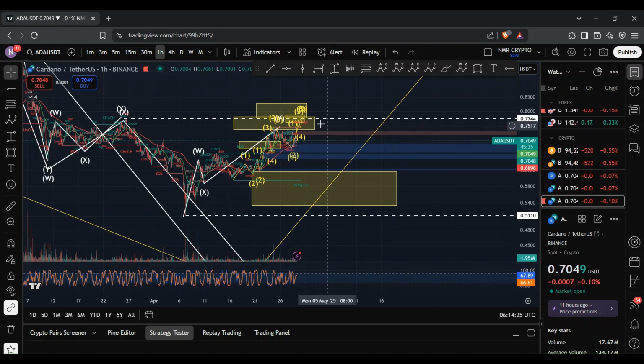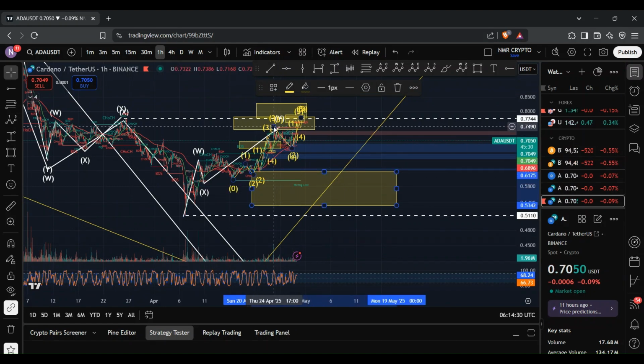So the bullish scenario could be that we could potentially reach this target here, but the bearish scenario could be that we ended up topping off and we are now on a move to the downside, where we can then potentially reach this target here.